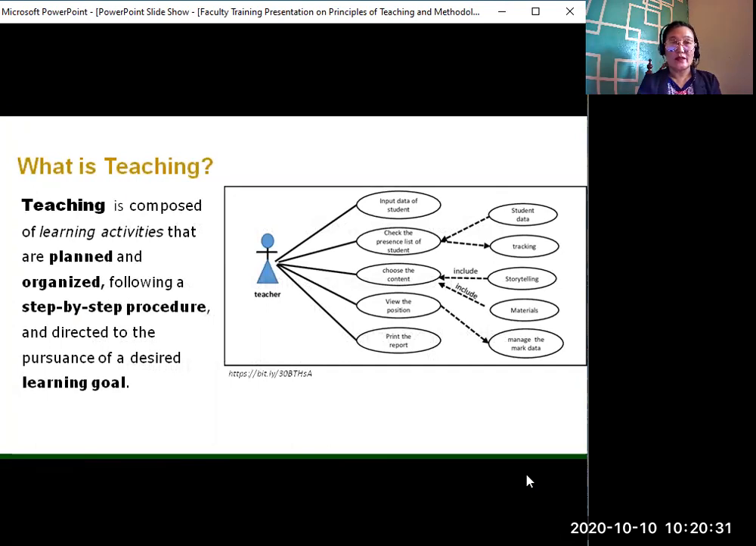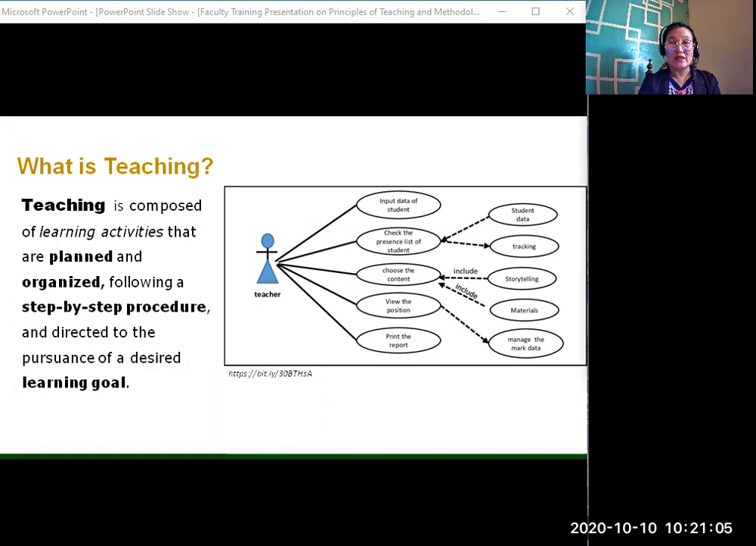To start with, let us define what is teaching. Teaching is composed of learning activities that are planned and organized, following a step-by-step procedure and directed to the pursuance of a desired learning goal. From the definition of teaching, we can see several important concepts, such as learning activities, planned and organized, following a step-by-step procedure, and a learning goal.